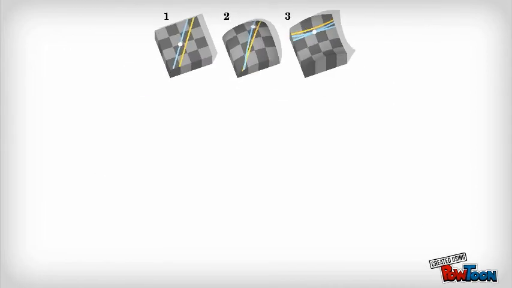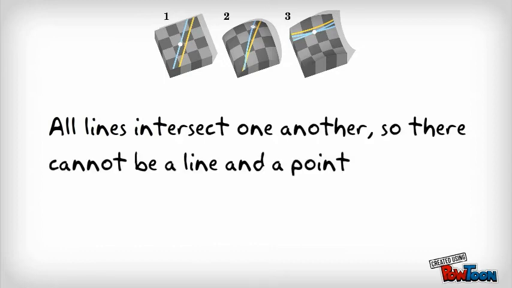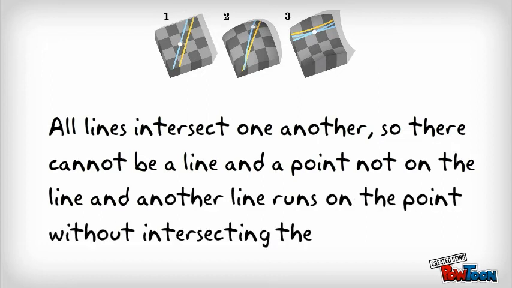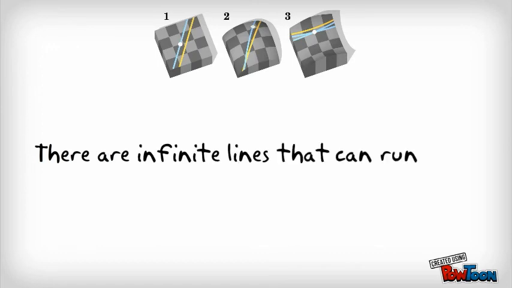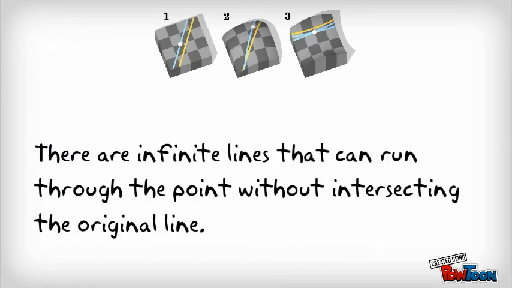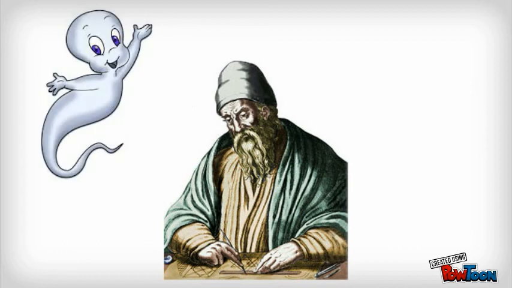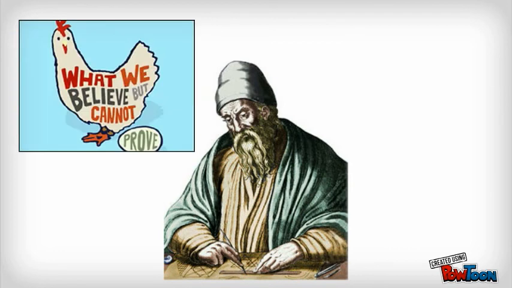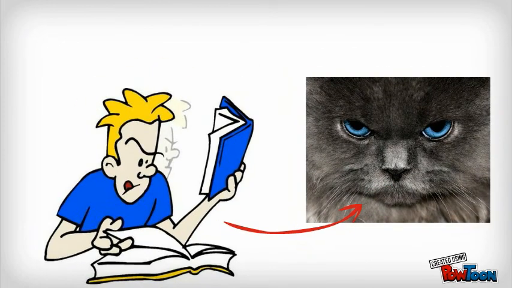In elliptic geometry, all lines intersect one another, so there cannot be a line and a point not on the line and another line that runs through the point without intersecting the original line. Whereas in hyperbolic geometry, there are infinite lines that can run through the point without intersecting the original line. So, in conclusion, Euclid came up with 5 statements that talk about stuff that does not physically exist. Then some mathematicians decided to prove Euclid wrong and came up with the non-Euclidean geometry. And now we have to study their complicated process of thinking.